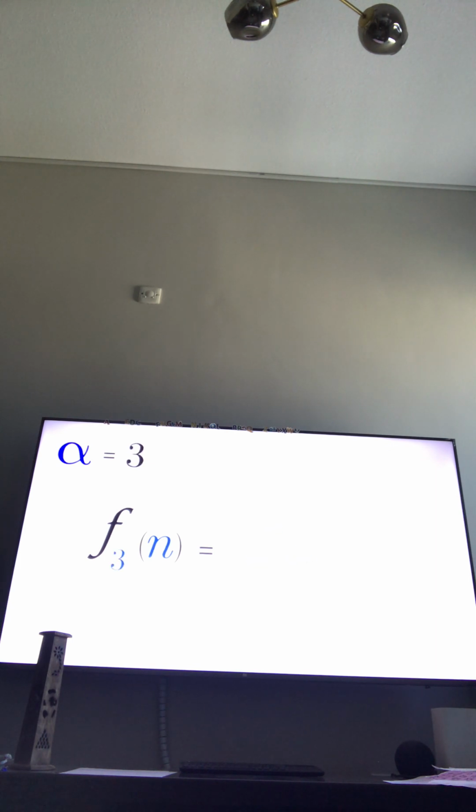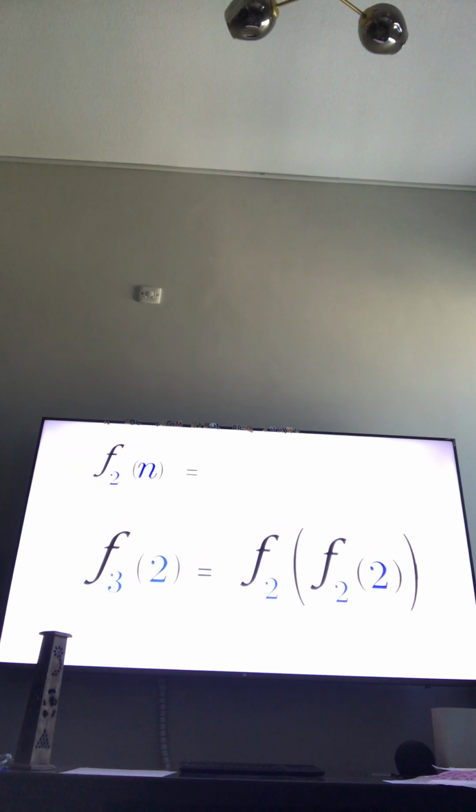But what about f3 of n? That's equal to f2 of n with n repetitions of the f2 function. Let's have f3 of 2. That's equal to f2 of f2 of 2 with 2 repetitions.